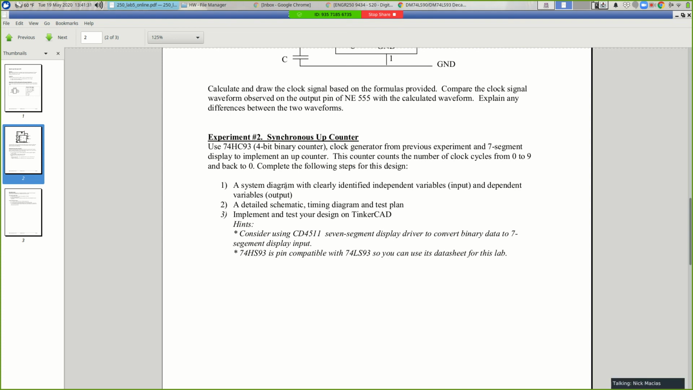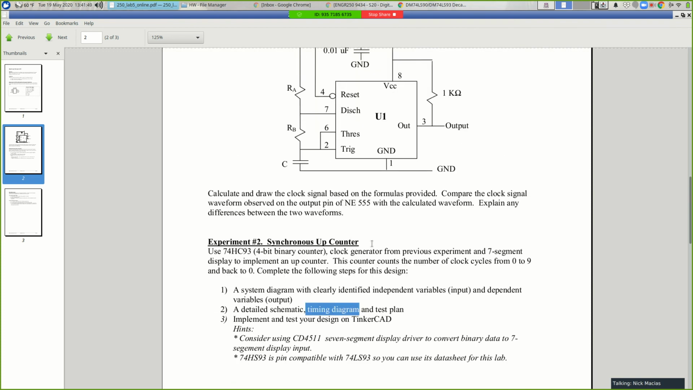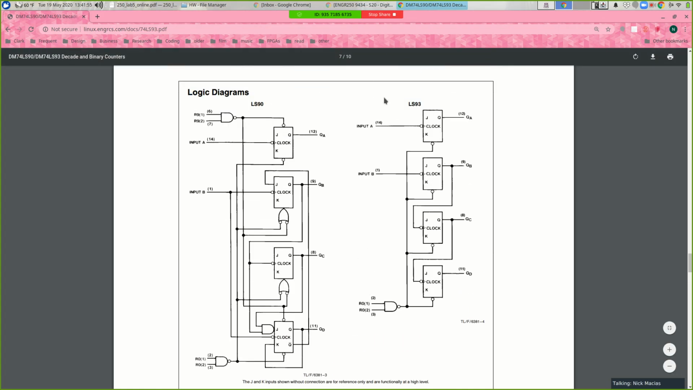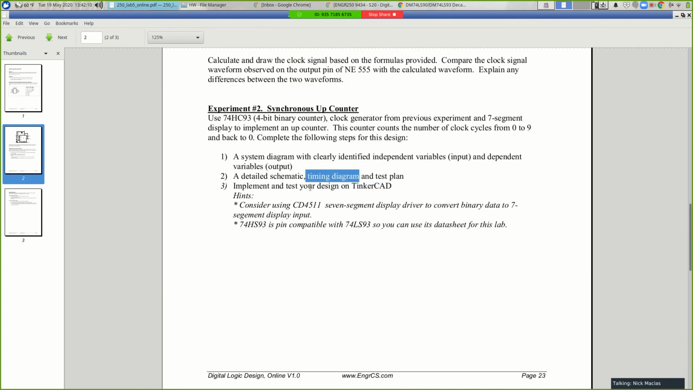For this you need to have a system diagram with inputs and outputs, and detailed schematics, so show me where you're making your connections, what pin numbers, and so on. And make a timing diagram that shows what's coming out of pin 3, what's going into input A, and what these outputs are doing. For combinational circuits, like the traffic light controller, we draw truth tables to explain what the behavior is. For these time varying circuits, these sequential circuits, we draw timing diagrams.